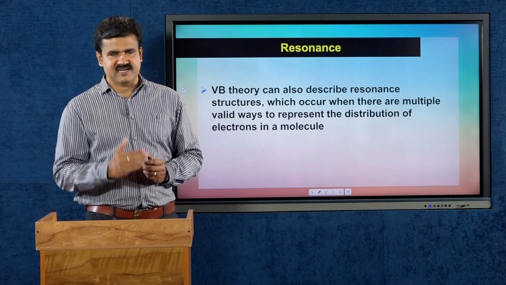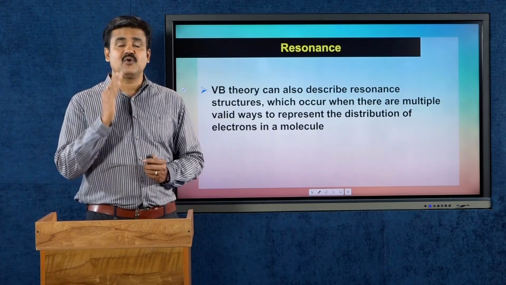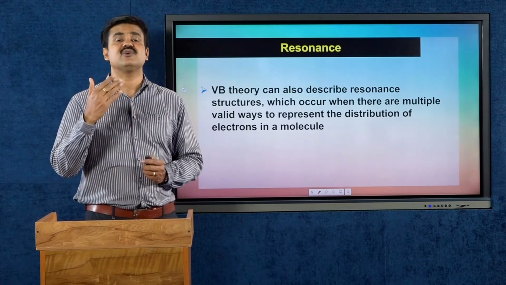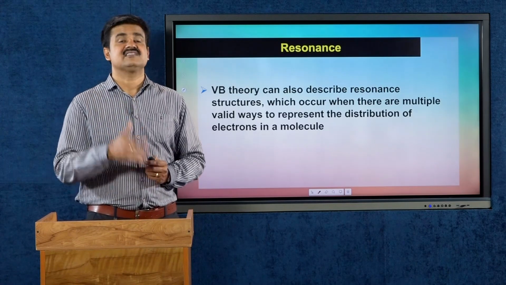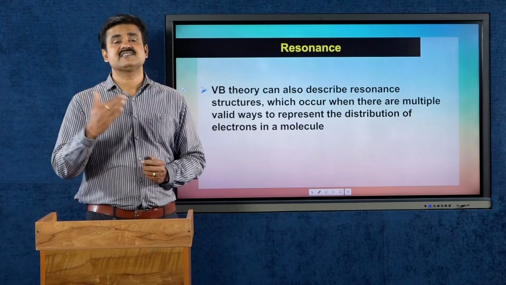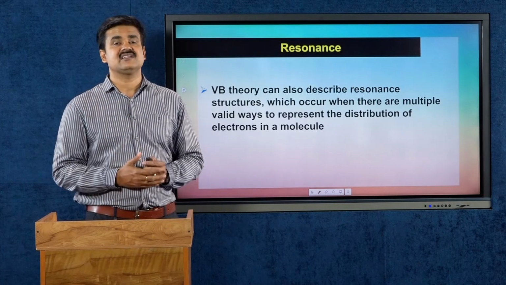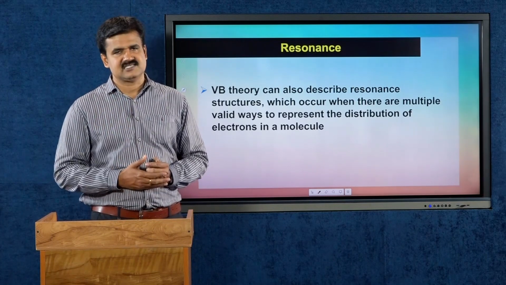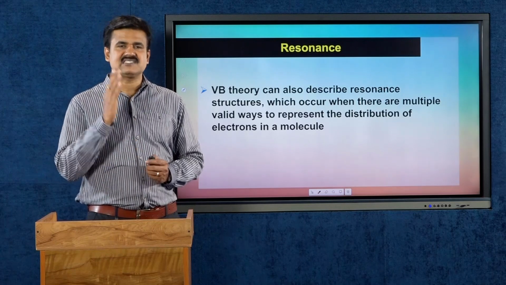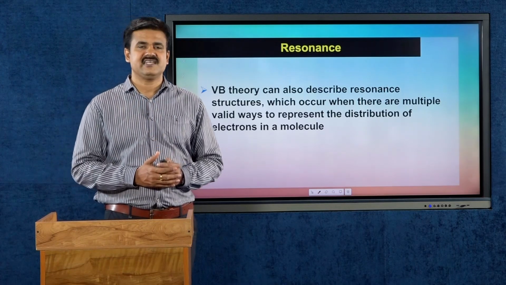Resonance occurs when the structure of a molecule cannot be shown by a single structure, but more than one structure is required. That situation is termed resonance, and the individual structures are called canonical structures or resonating structures. The concept of resonance is very important as far as valence bond theory is concerned.